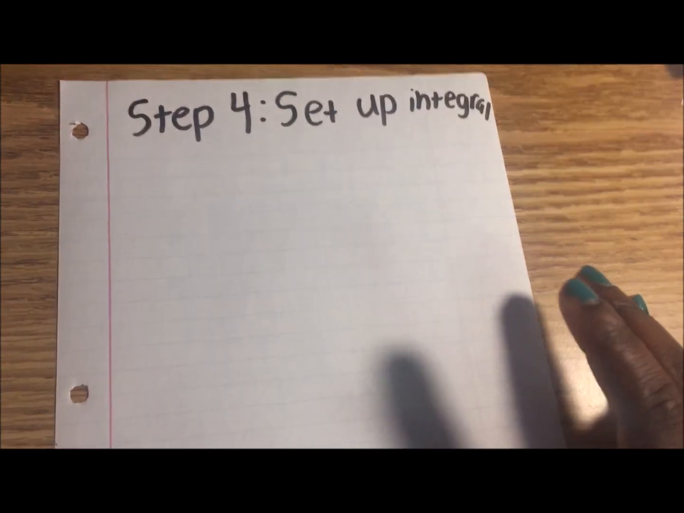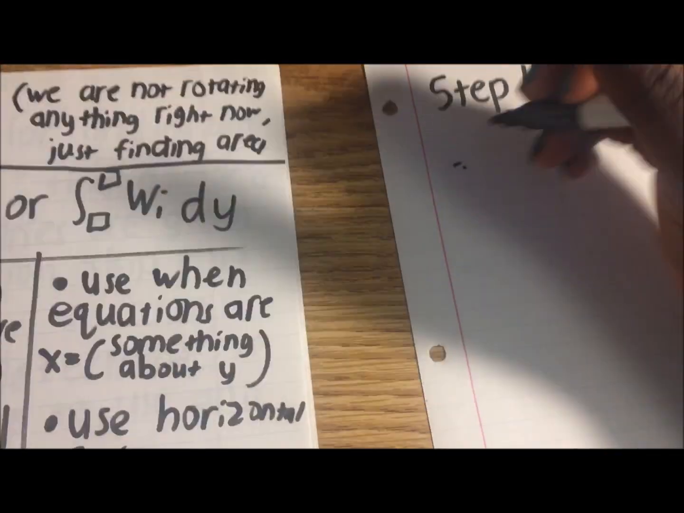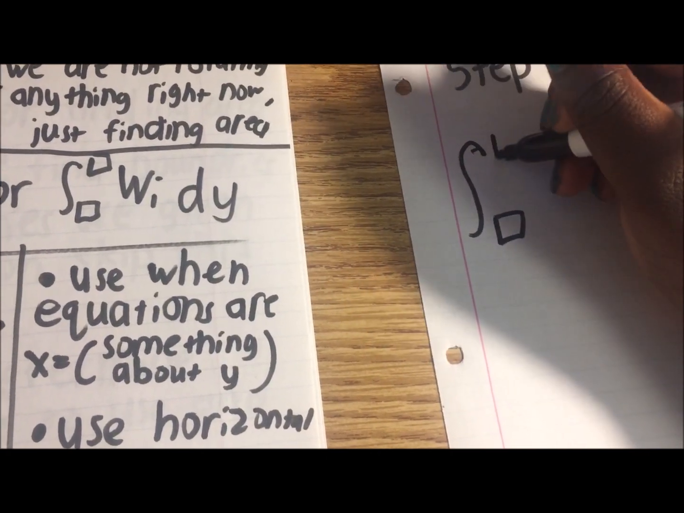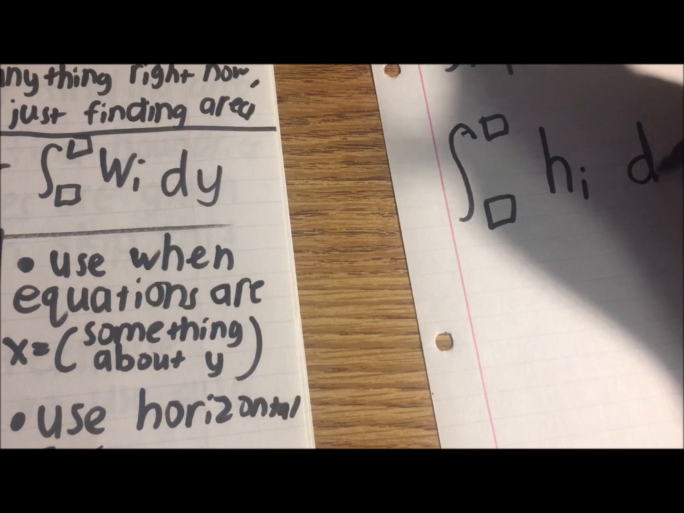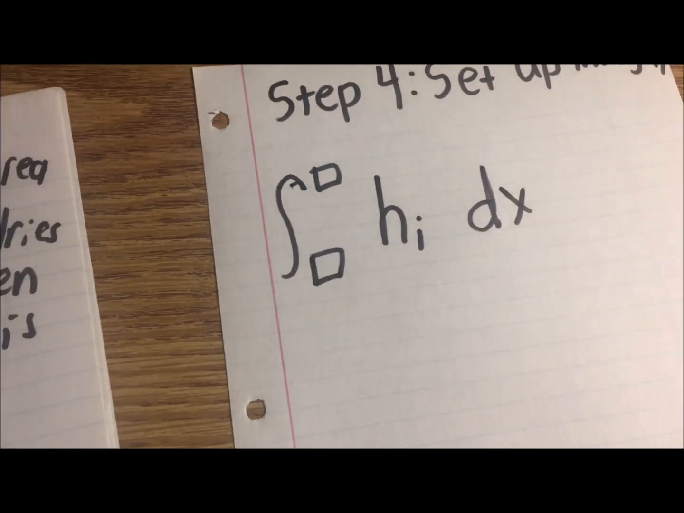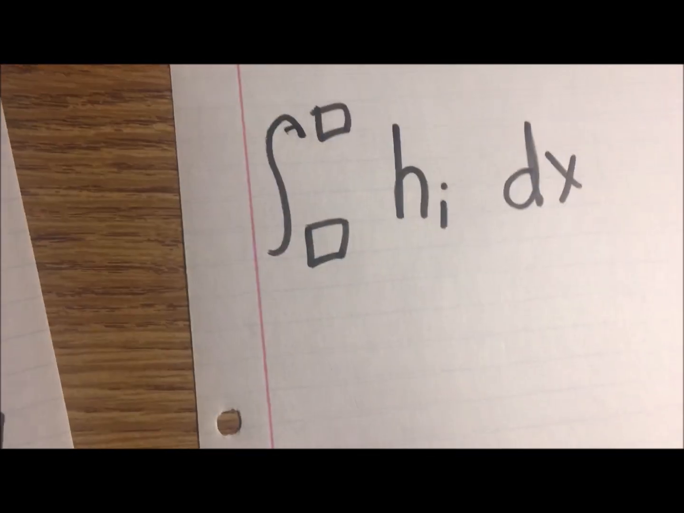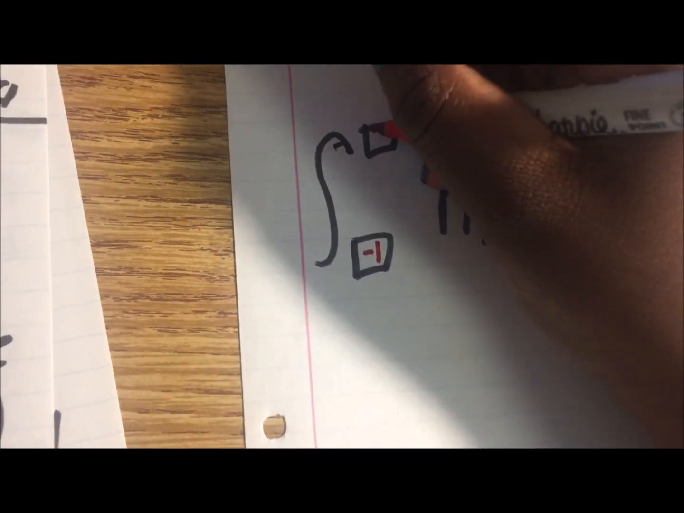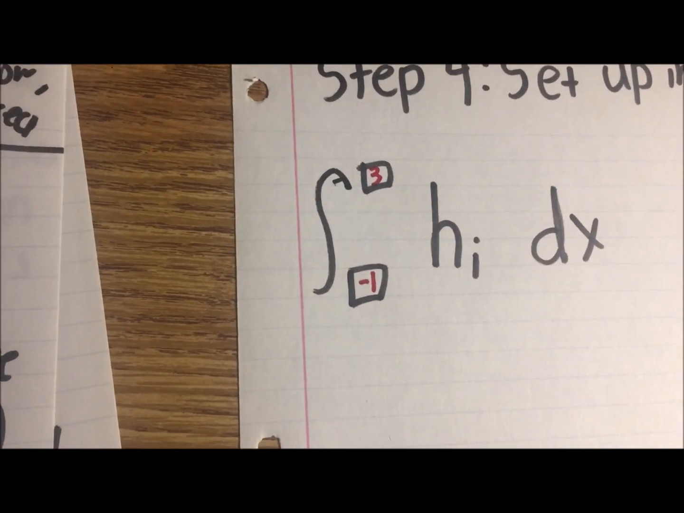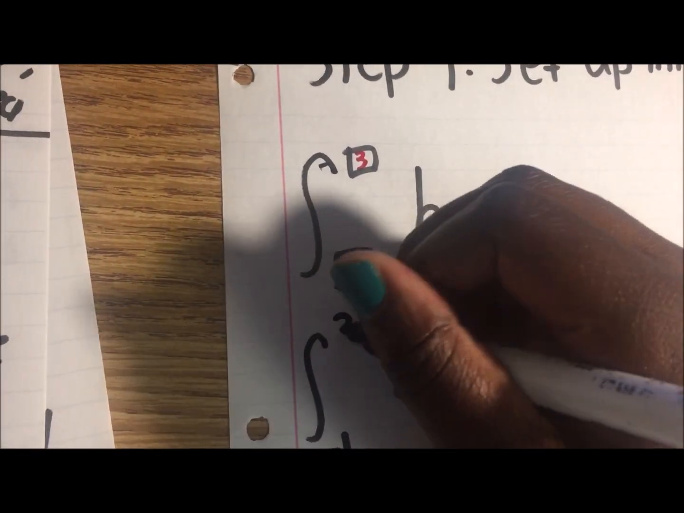Alright, so now let's do step 4. Let's set up the integral. Remember, this is the formula we're using for this one. It's going to help us set up the integral: the boundaries, and then HI dx. We already determined in step 1 that the boundaries were x is negative 1 and x is 3. So I'm going to put negative 1 and 3 here because those are the boundaries.